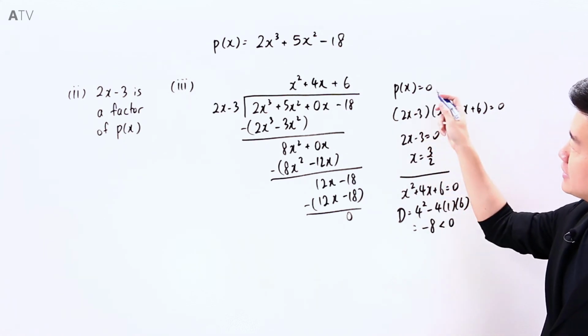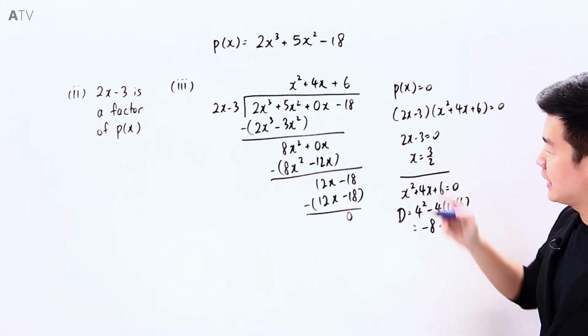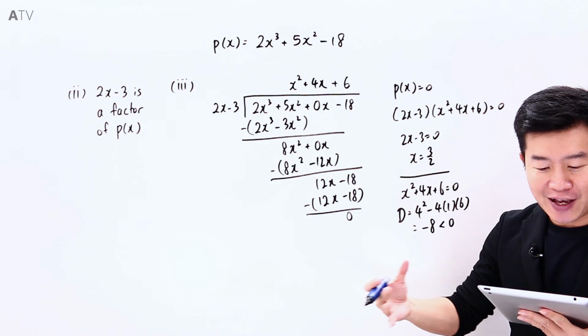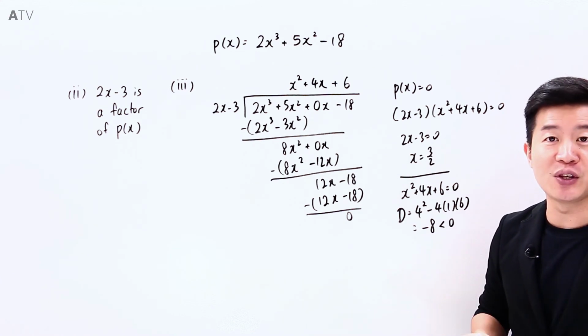Which means that when p(x) is equal to 0, the only root that we have is x equal to 3 over 2. And this will help us to answer the question because we have hence shown that p(x) equal to 0 has only one real root.